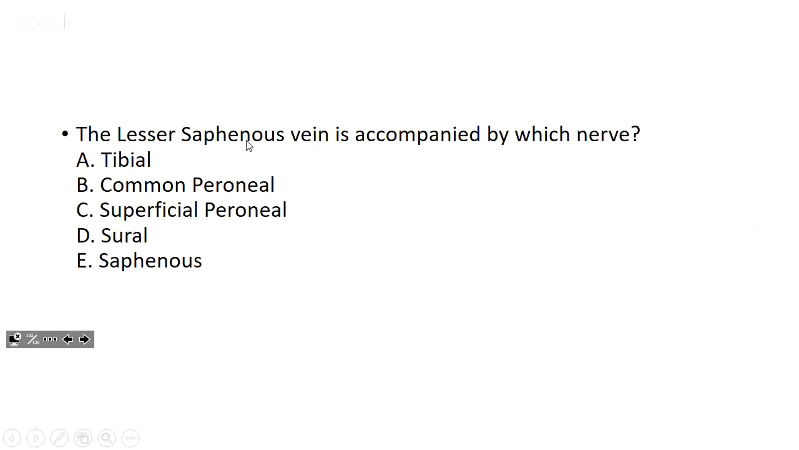Wait, sorry, this is wrong. It should say lesser, oh, well, I guess small saphenous vein. I guess it's a variant on it, so it's not wrong. Technically, it's the sural nerve. So you remember the saphenous nerve accompanies the great saphenous vein. The lesser one accompanies the sural nerve.